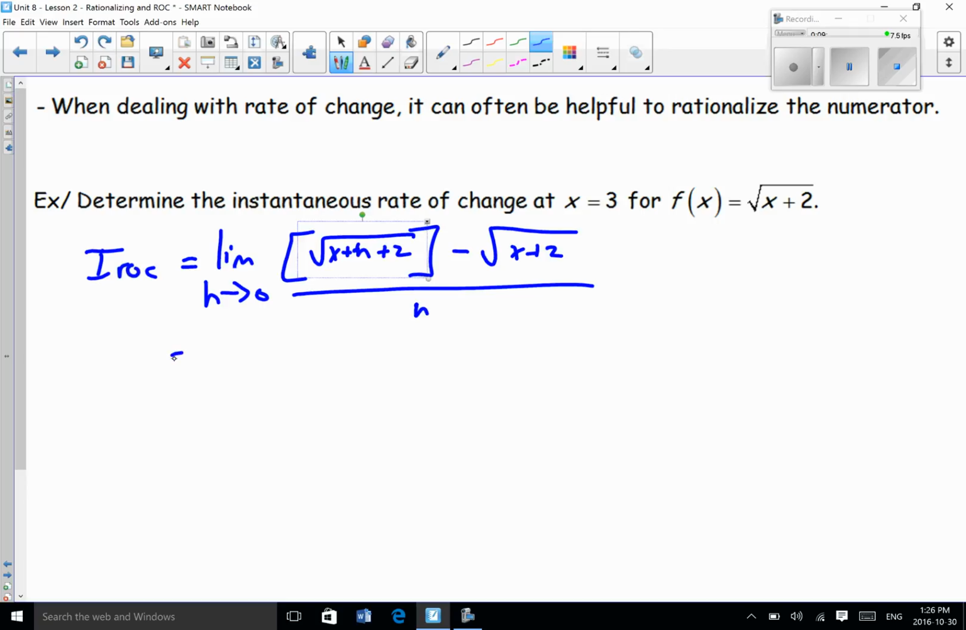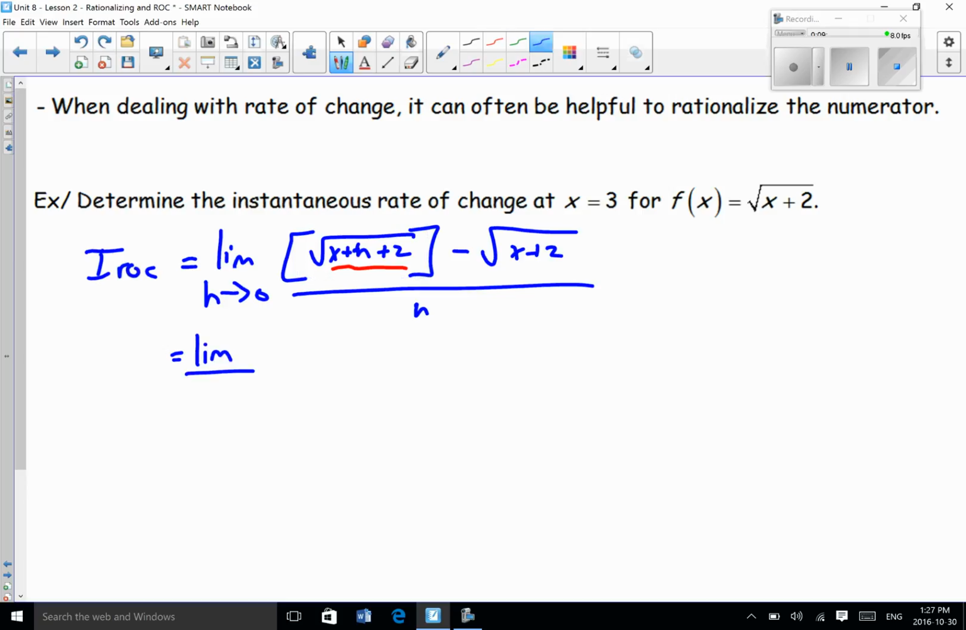Now, if at this point I tried canceling, it wouldn't really work because I have all 3 of these underneath the radical sign. Can't really do much with that. If I put 0 in for h, I get the same thing left side and right side on the top, so it wouldn't simplify anything. I get 0 over 0, which would cause a bit of a problem.